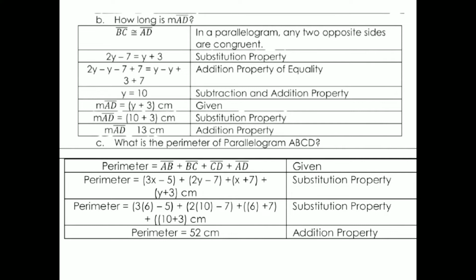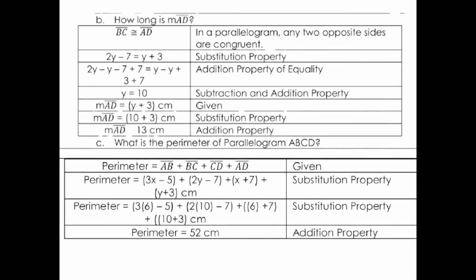So katulad ng ginawa natin kanina, we just have to substitute the value of y to find the length of side AD. So since yung side AD natin is y plus 3 cm, ito yung given, i-substitute lang natin. So through substitution property, yung y plus 3 is magiging 10 plus 3 cm. And then through addition property, 10 plus 3 is equal to 13, which is the length of side AD. So number 3 naman tayo, letter C. What is the perimeter of the parallelogram ABCD?